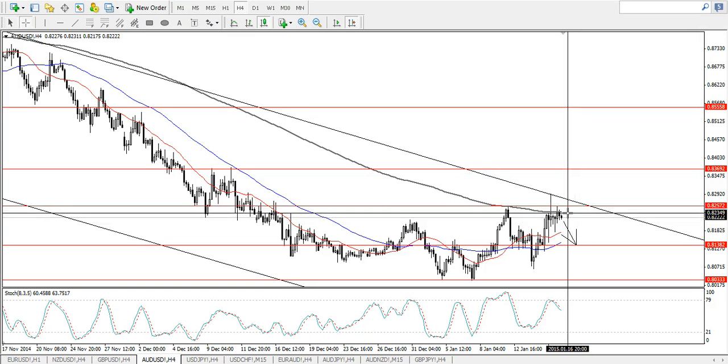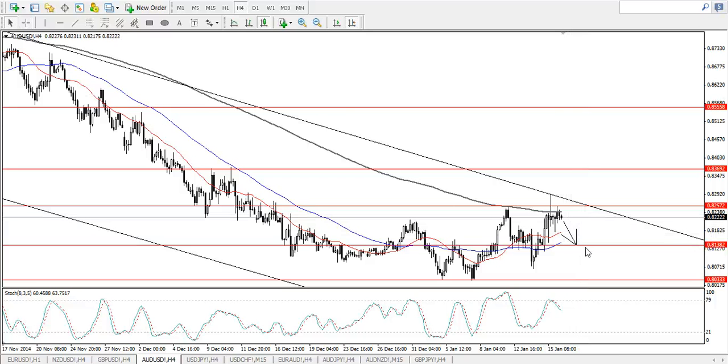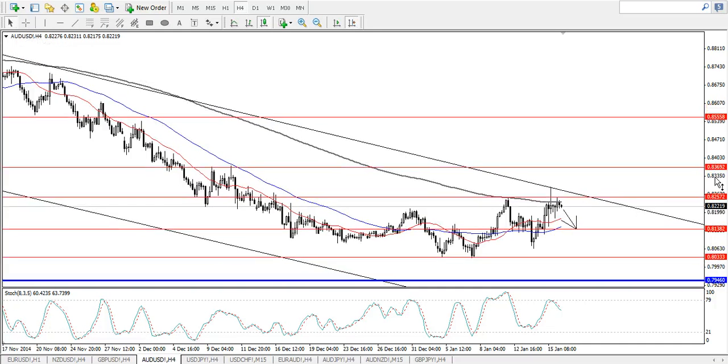And if it starts to fall, the first support level we're looking at is 0.8138, followed by previous low at 0.8033, and of course the final exhaustion level at the price of 0.7946.